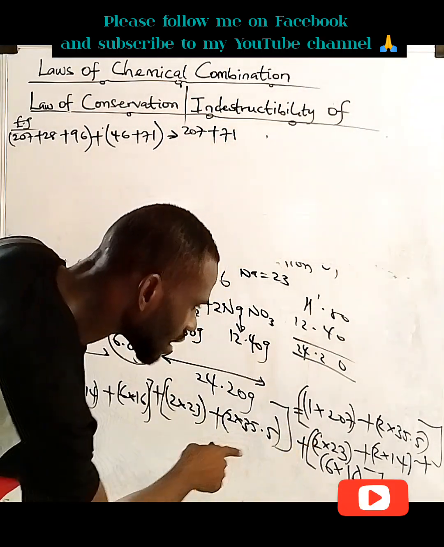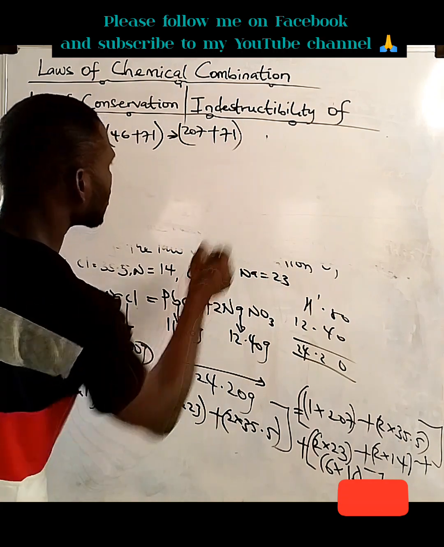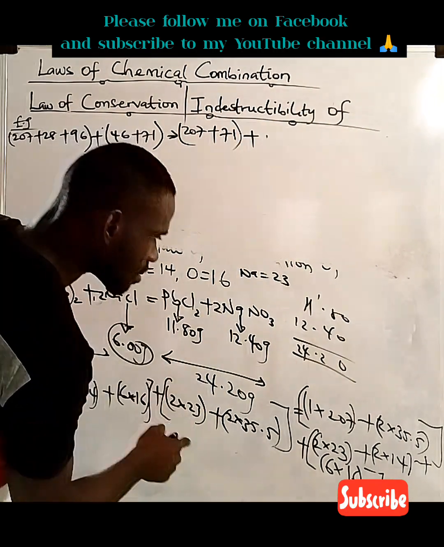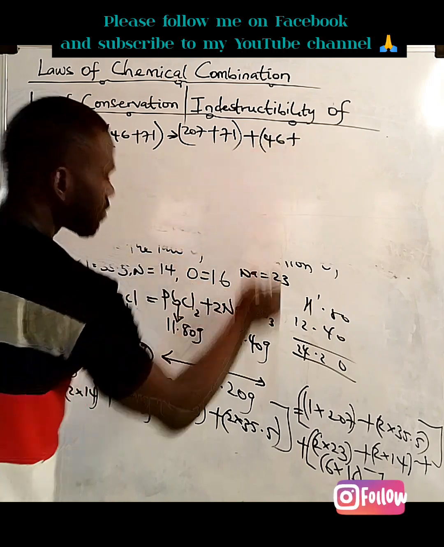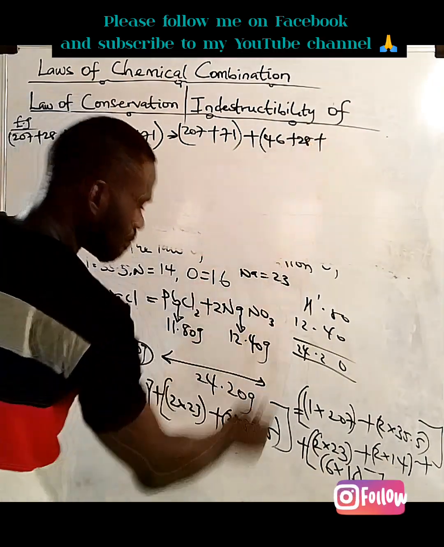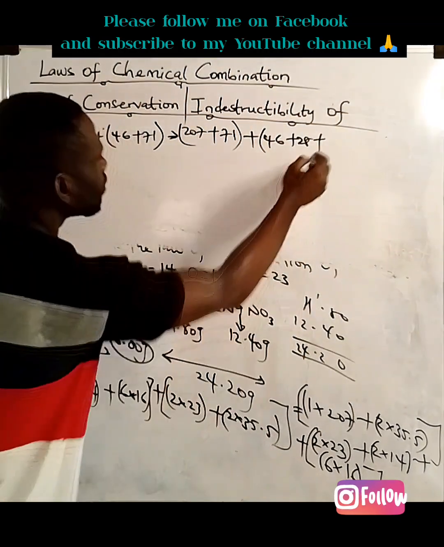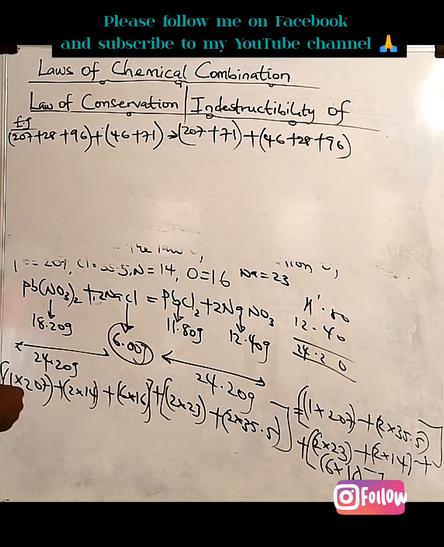I think that's that for the lead chloride. Then the sodium nitrate, 2 times 23 is 46 plus 2 times 14 is 28. Then plus 6 times 16 is 96. So we can quickly use our calculator to help us out with this to save our time also.